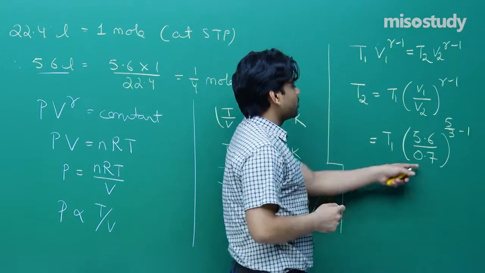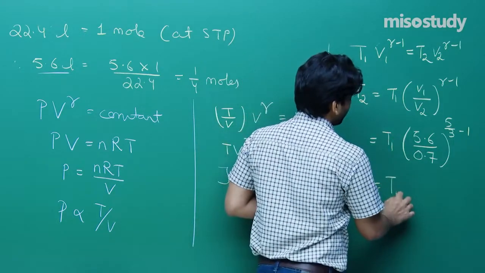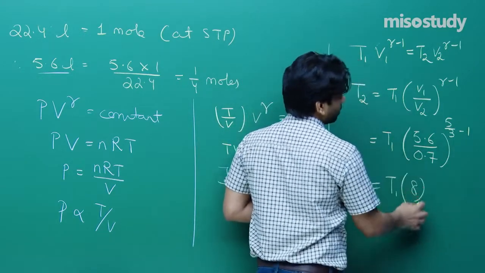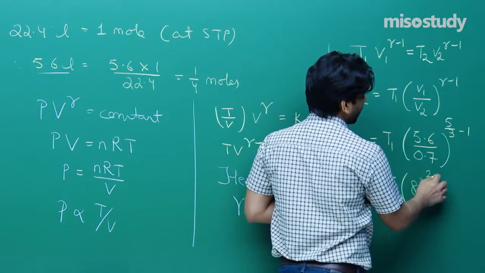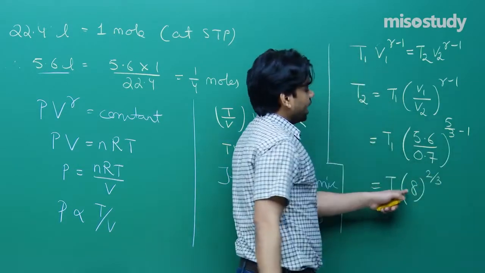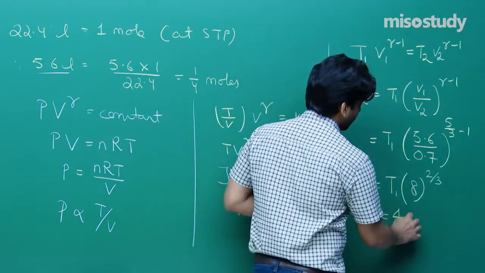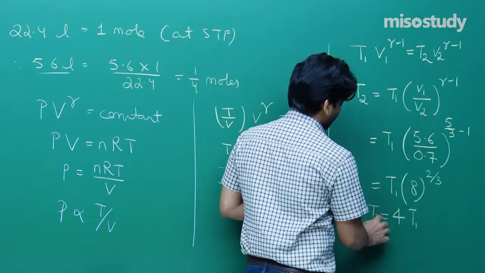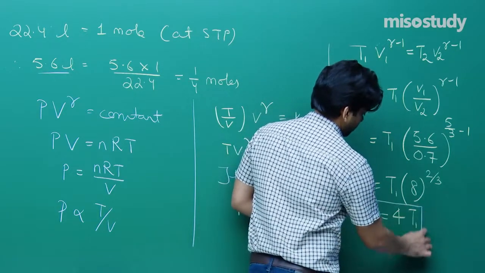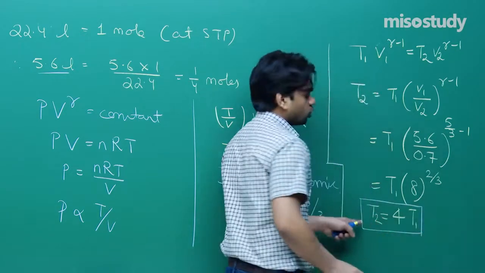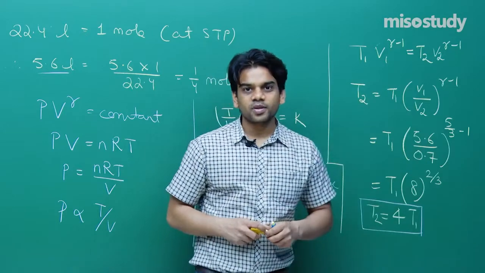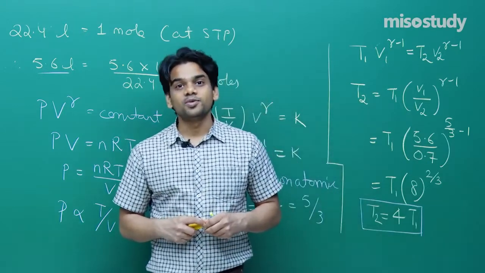Easily you can evaluate this. Will go 8 times, you will get T1 into 8 to the power 5 by 3 minus 1, you will get 2 by 3. 8 to the power 1 by 3 will give you 2, 2 to the power 2, 4, so this will come out to be 4T1. I believe that you can clearly see that T2 equals 4T1. First thing we obtained: the value of T2 in terms of T1.